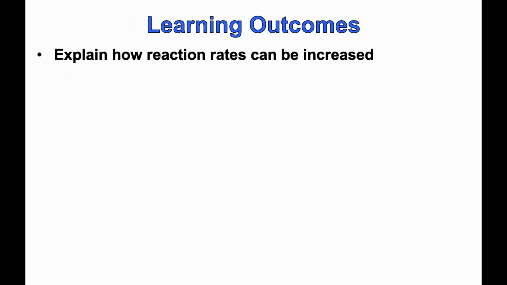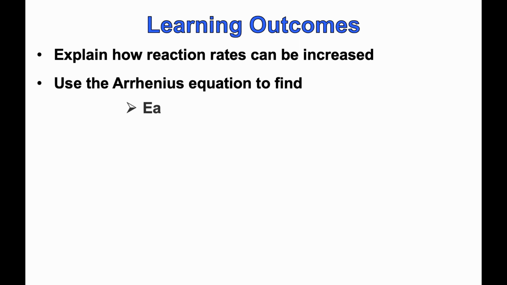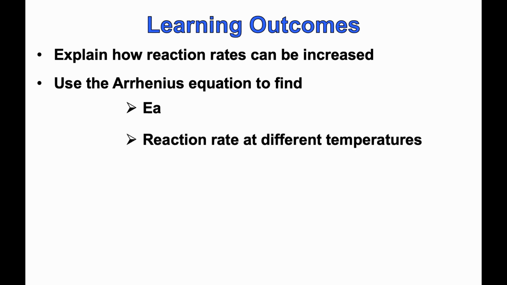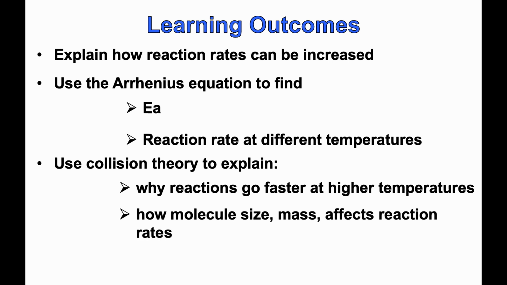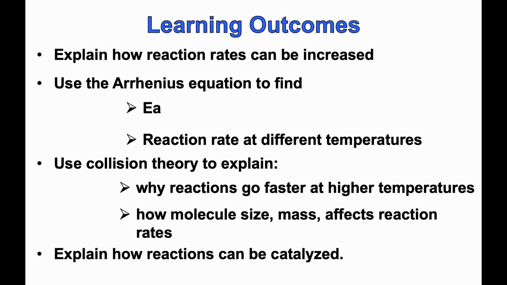In this section, we have examined how reaction rates can be increased and used the Arrhenius equation to find the activation energy as well as the reaction rate at different temperatures. We've also looked at how collision theory can be used to explain why reactions go faster at higher temperatures and the effect of molecular size and mass on reaction rates. We've also briefly covered how reactions can be catalyzed, and we'll learn more about how enzymes can do this in biological systems in our next section.